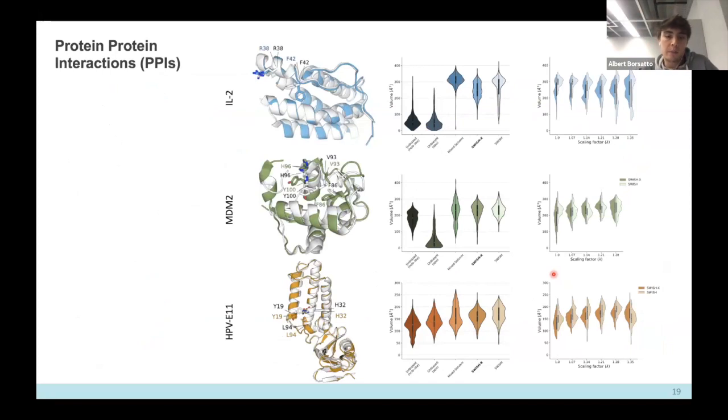We applied the same method to the other three systems, EL2, MDM2, and HPV. And we can see from here that SWISH-expanded, and SWISH in these cases, is always able to start from an apo, closed configuration of a pocket and recover the open configuration of the pocket. Meaning that we can apply this approach probably to different systems, and we're confident we can get a good sampling of the opening of these cryptic pockets.